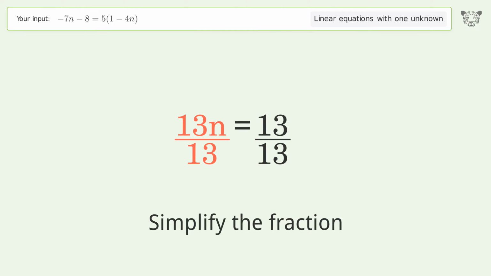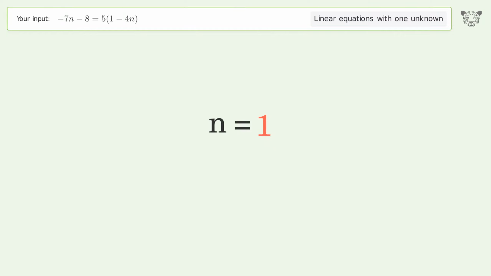Simplify the fraction. And so the final result is n equals 1.